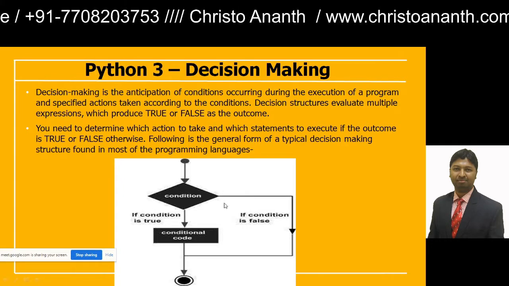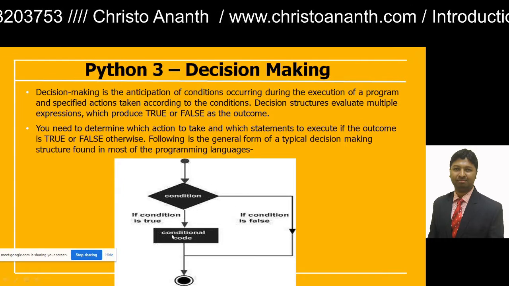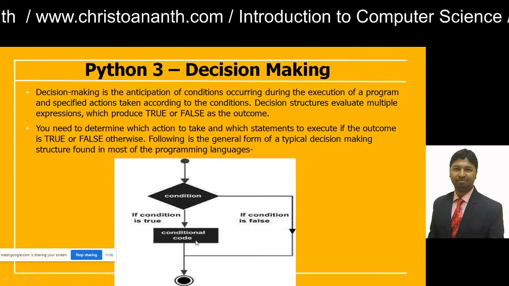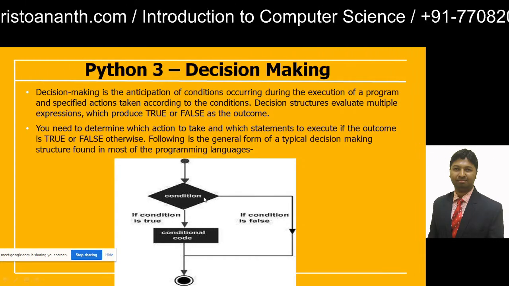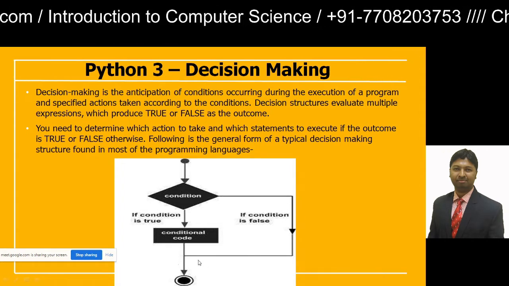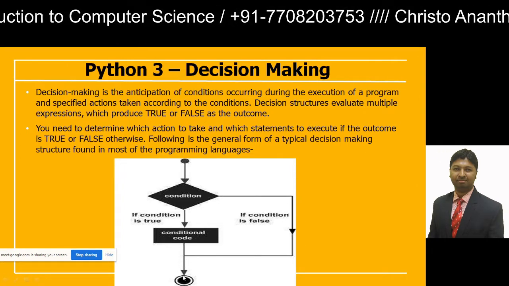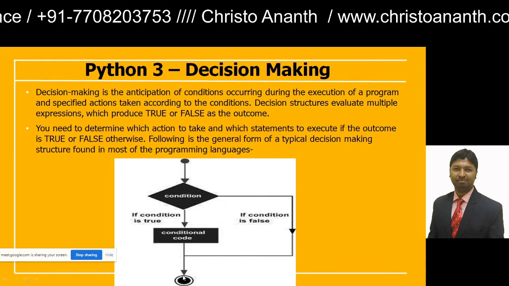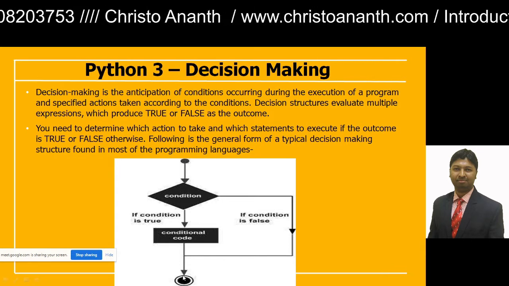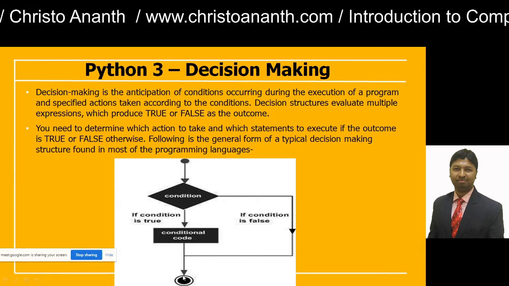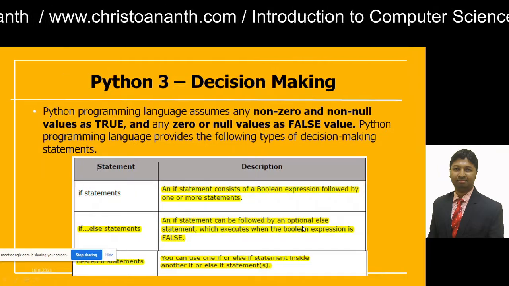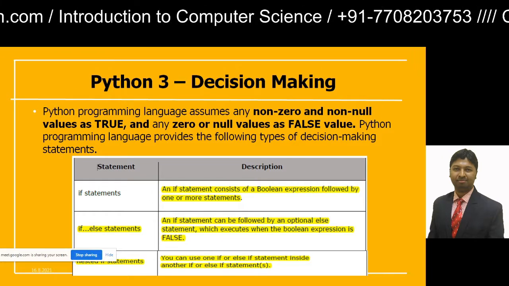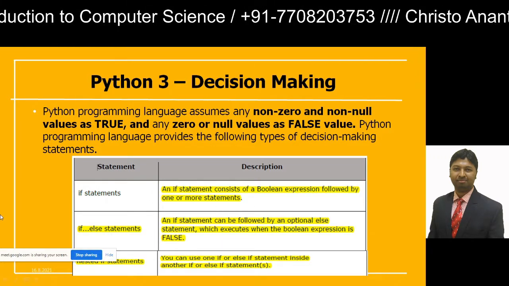So if there is a condition, then the conditional code would be executed, which means that if the condition is true, then the conditional code would be executed. Else, if the condition is false, it will directly terminate out of the loop. So this is the actual scenario behind decision making. In the case of decision making, we have the if statement, if else statement, and then nested if statement.